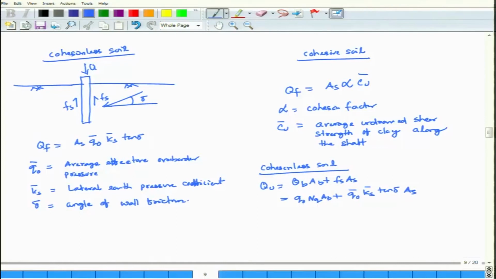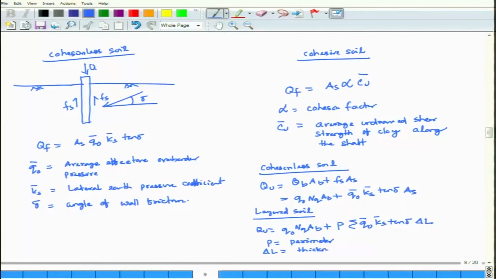For layered soil, what will happen for layered soil, cohesionless soil? Layered soil, QU is equal to Q0 NQ AB plus summation of P Q0 prime Ks prime tan delta into delta L. So, P is equal to perimeter, delta L is equal to thickness of soil layer.